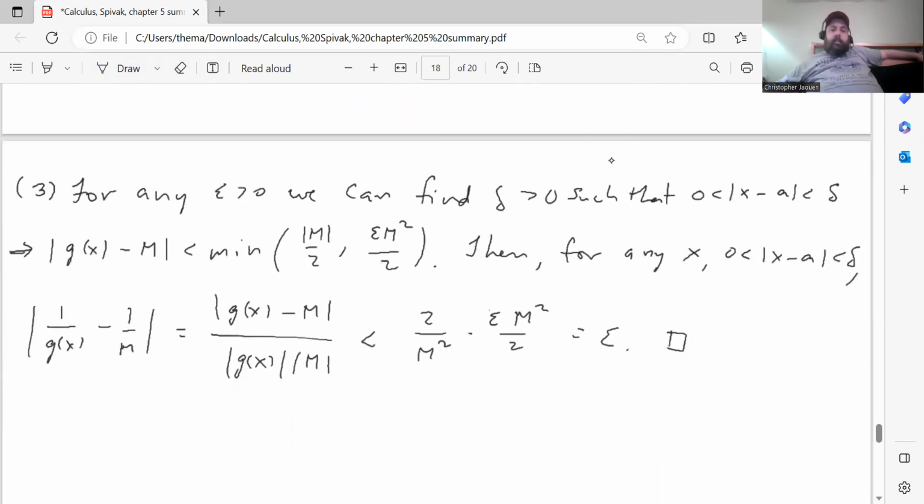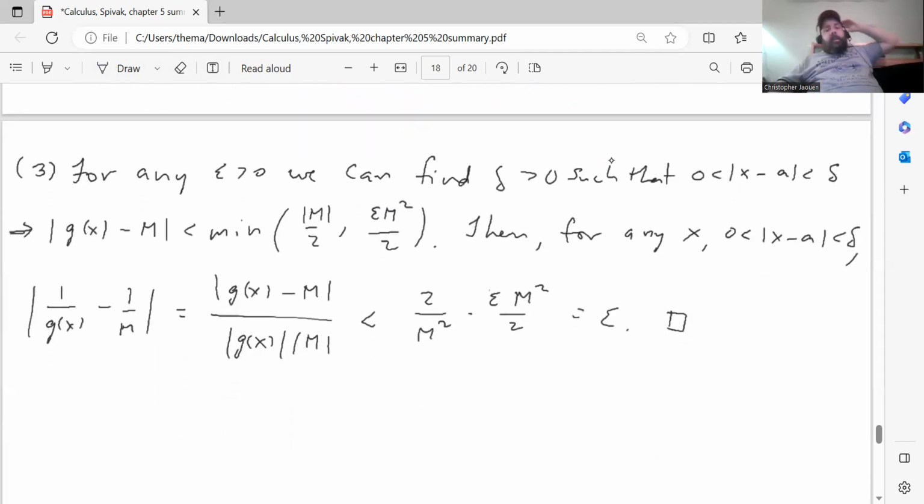Right. Number 3, property 3, here's the proof. For any epsilon greater than 0, we can find delta greater than 0 such that 0 less than absolute value x minus a less than delta. That implies that absolute value g of x minus M less than minimum of absolute value M over 2, comma, epsilon M squared over 2. Again, this is from lemma 3.